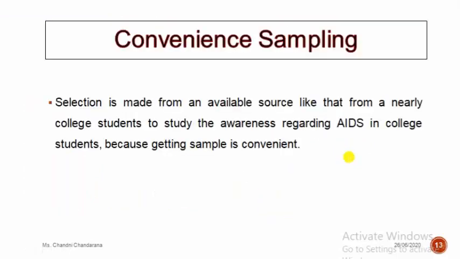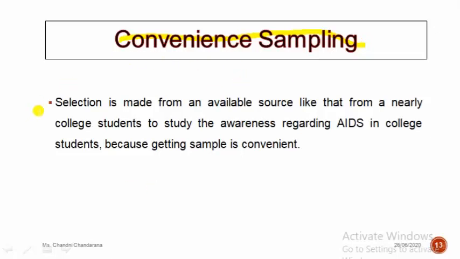Now we will move towards the non-probability sampling techniques. The first one is convenience sampling. What is convenience sampling? As the name suggests, here we select the population as per our convenience. We select the sample as per our convenience. That's why it is known as convenience sampling.